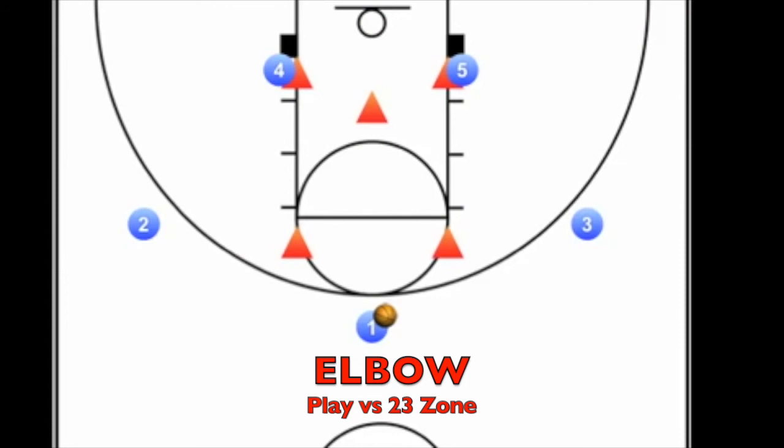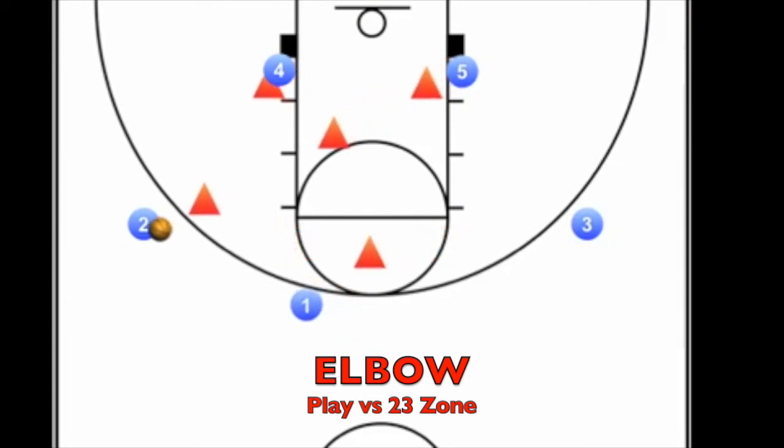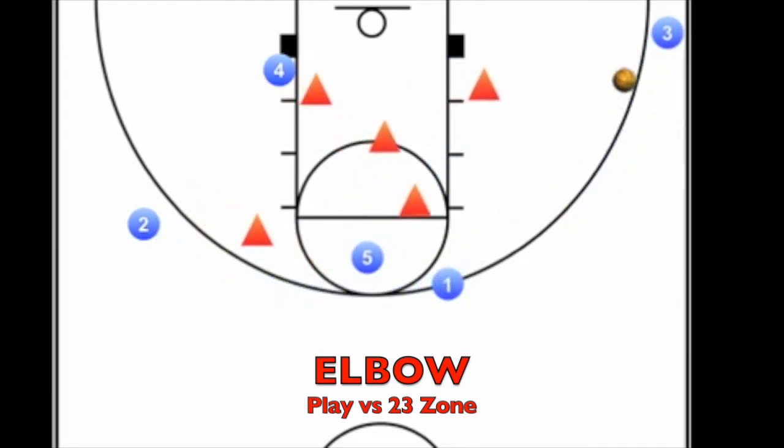Another option when the top defender cheats under the screen is the pass to the corner for the open shot. This option will almost always be there unless you have a great shooter in the corner. Then you should expect the defense to rotate out to cover that pass.